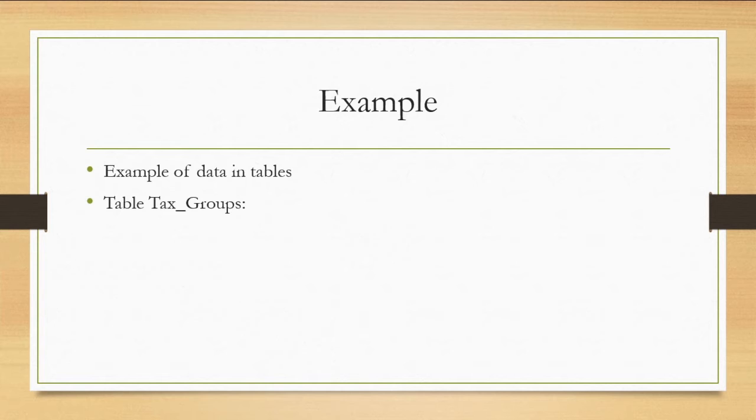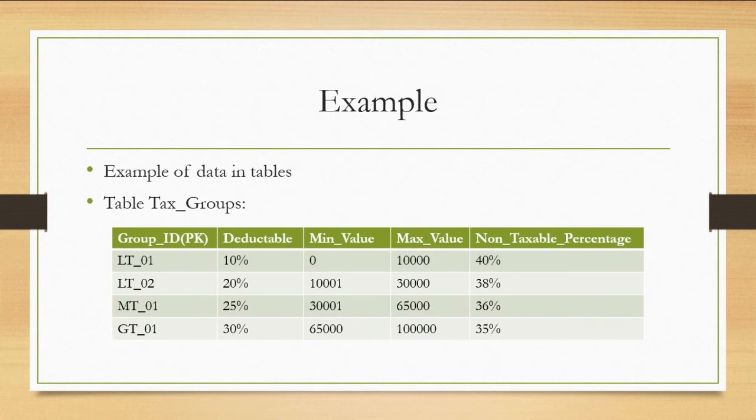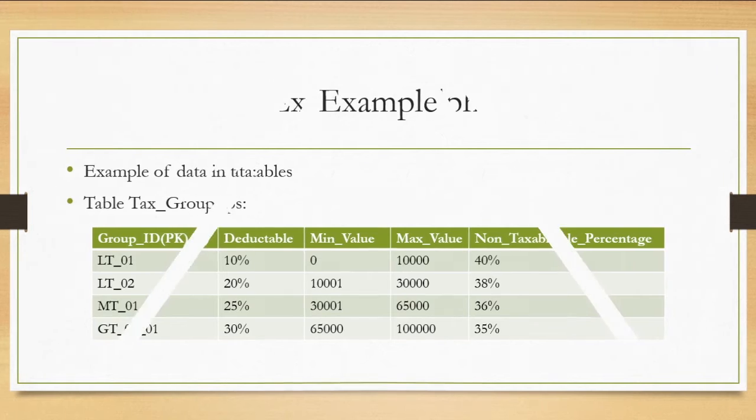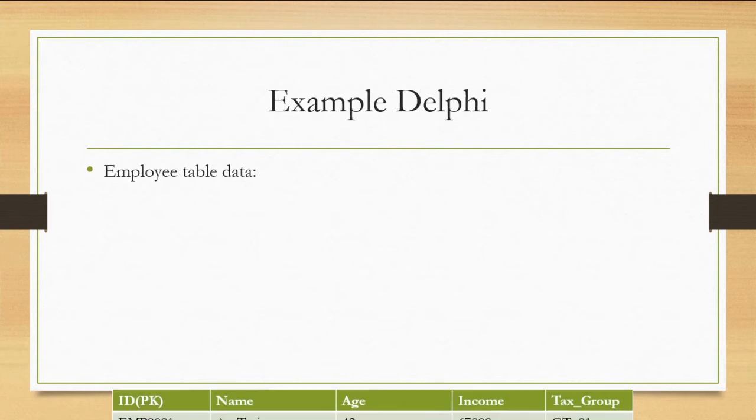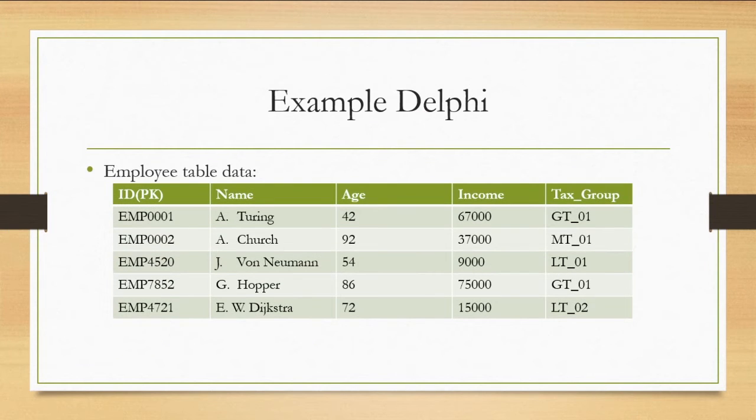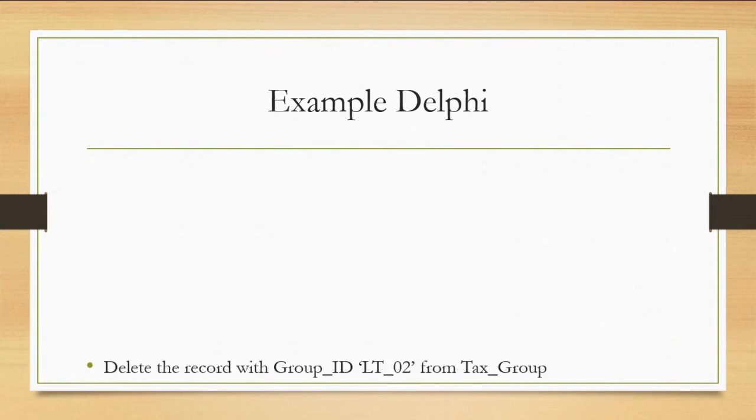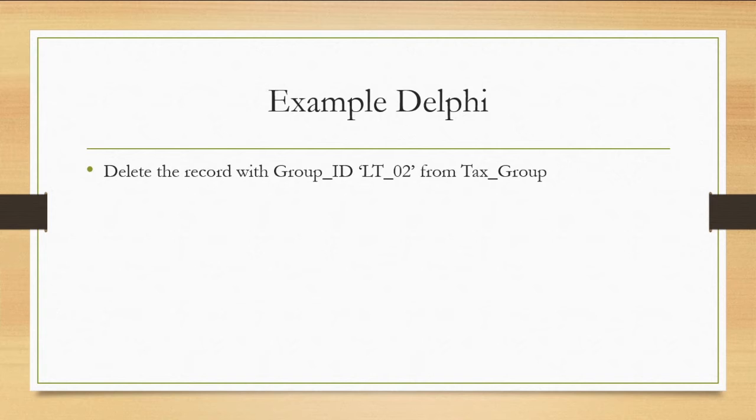So for the tax group table, we've got the following, and for the employee table, we've got the following data. Now let's look at the question. So delete the record with group ID LT02 from tax group. Now, keep in mind while doing this example the note on referential integrity. Let's look at the example.